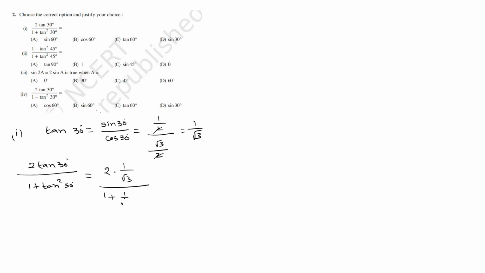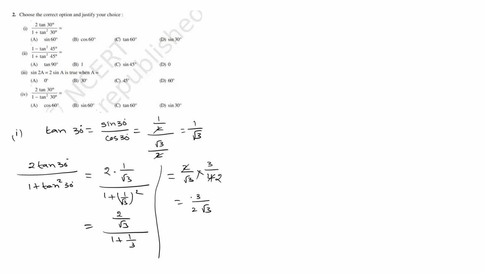So tan 30 is 1 by root 3, whole square will be, so this will be 2 by root 3 divided by 1 plus 1 by root 3 whole square, which is 1 by 3. So if we simplify here, 2 by root 3 into, if we take LCM, 3 plus 1, 4 by 3, reciprocal will be 3 by 4. So 2 ones are 2, 2 twos are 4. So we'll get 3 divided by 2 root 3.